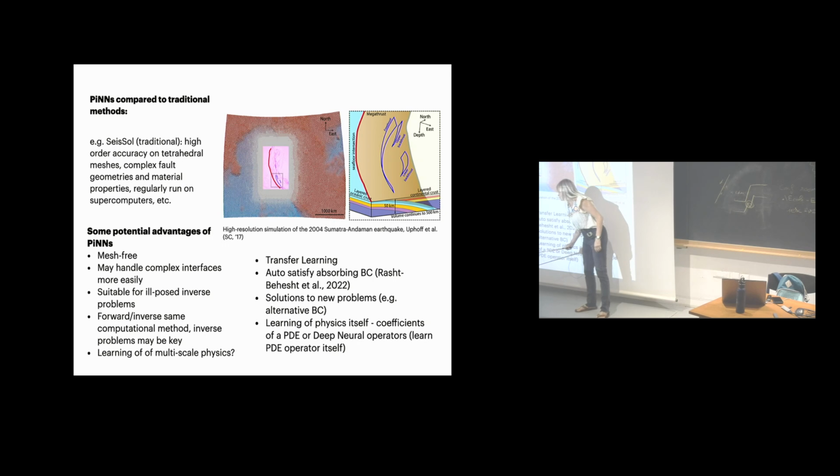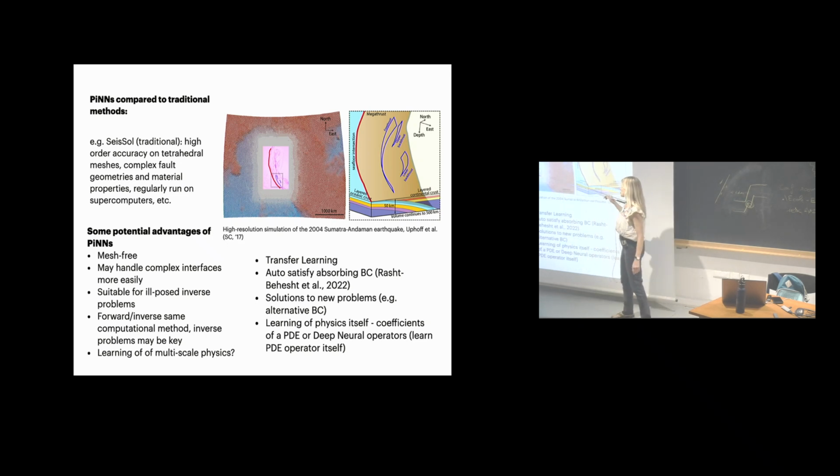They might be able to learn multi-scale physics. So there's some idea that in these regions where small-scale features are acting, where you might need more resolution in a dynamic rupture simulation, well, it might be that you could just put some collocation points here and it would actually learn the small-scale physics there better. Not clear yet. Transfer learning.